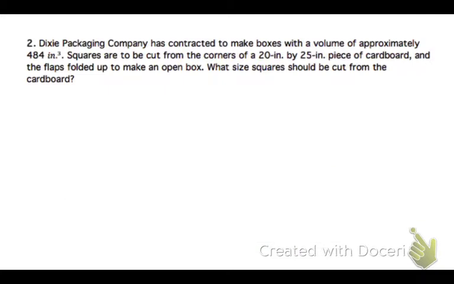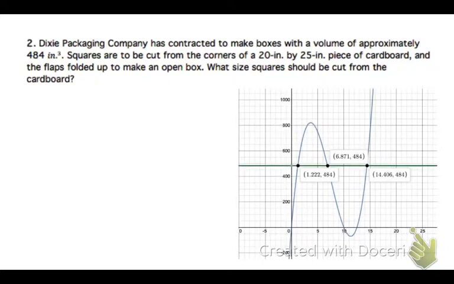So Dixie Packaging Company is contracted to make boxes with a volume of approximately 484 cubic inches. Squares are to be cut from the corners of a 20 by 25 inch piece of cardboard and the flaps folded up to make an open box. What size squares should be cut from the cardboard? So we're making a picture very similar to what we just saw on the last screen. And that's actually what the graph is going to look like. I'm going to put that up there.